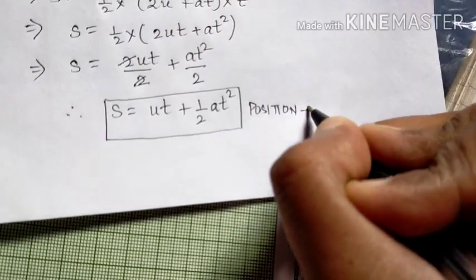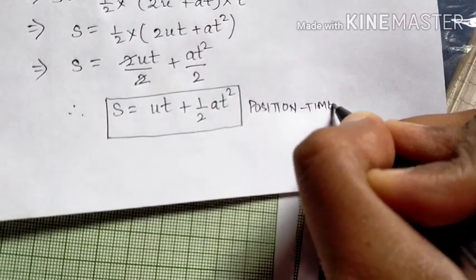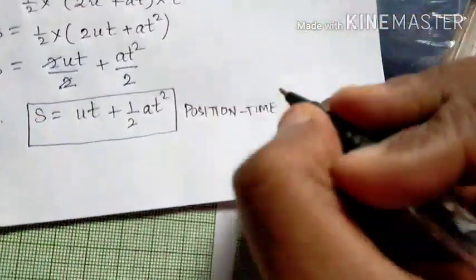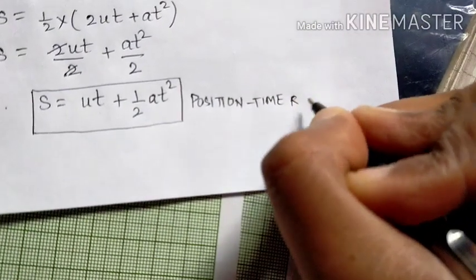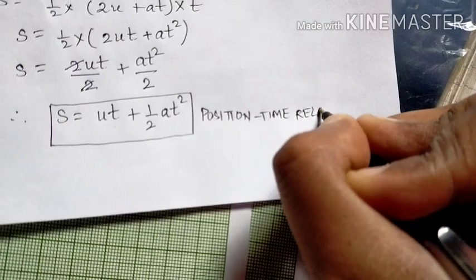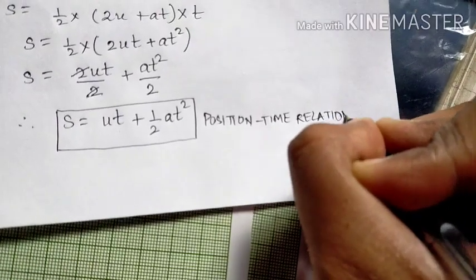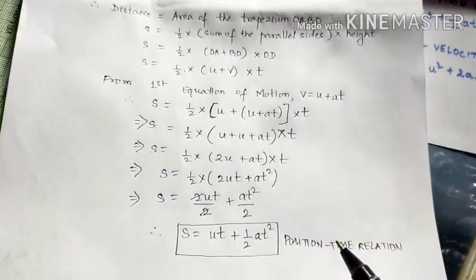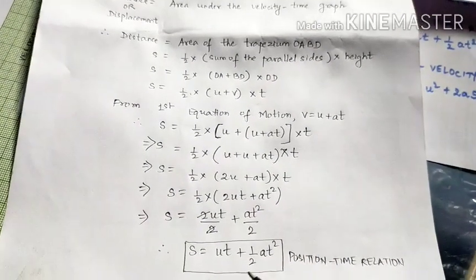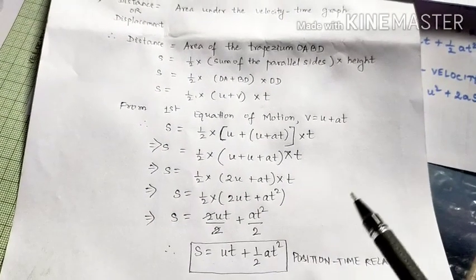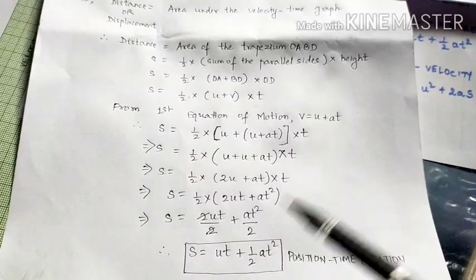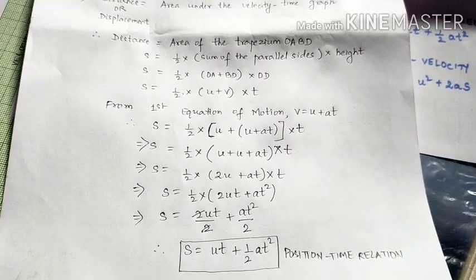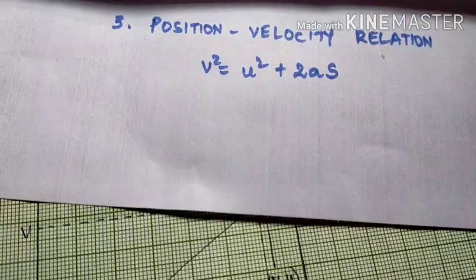position time relation. Position time relation. So this is the proof for the second equation of motion, S is equal to ut plus half at square, position time relation.